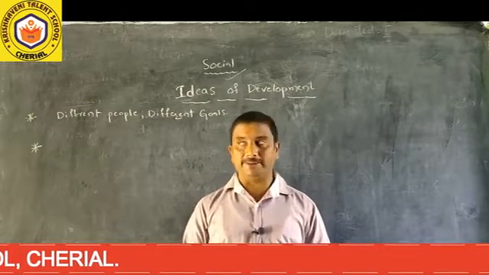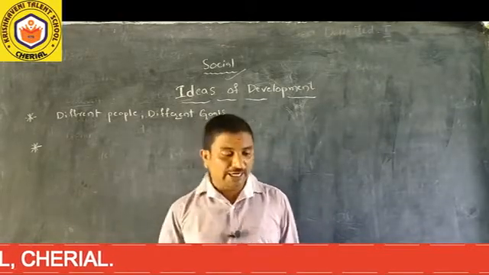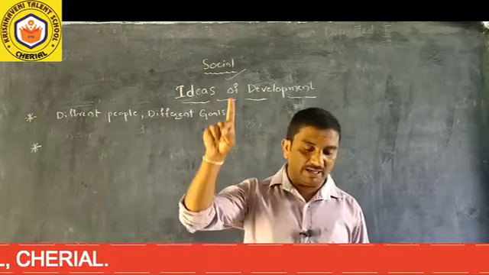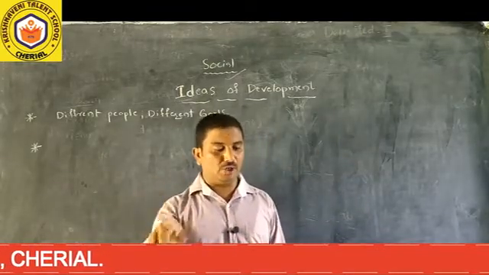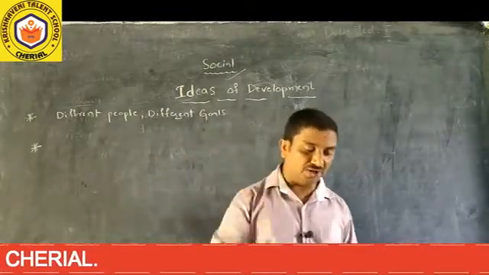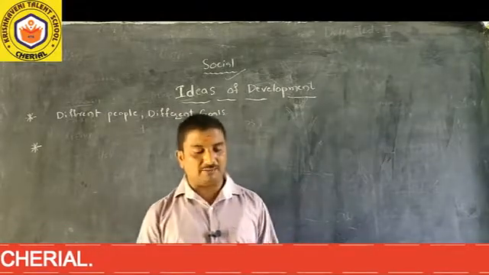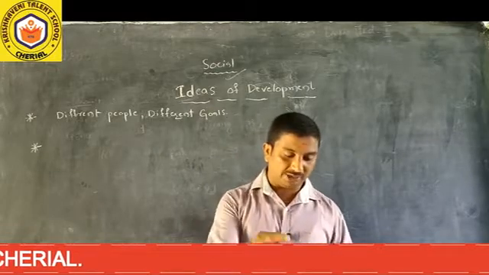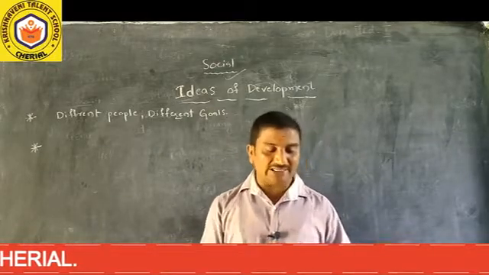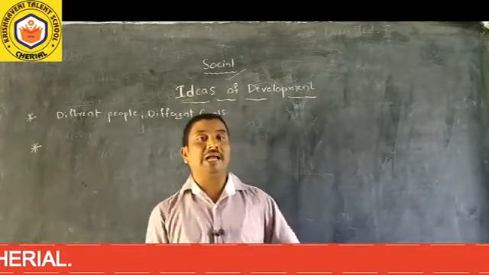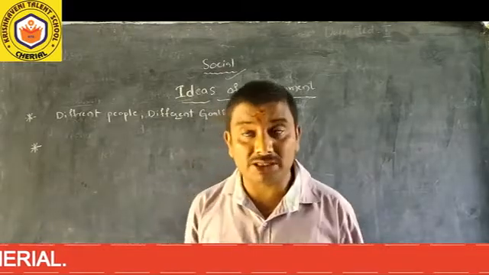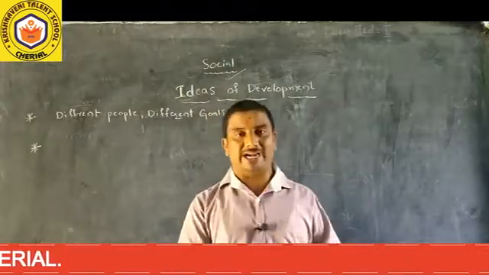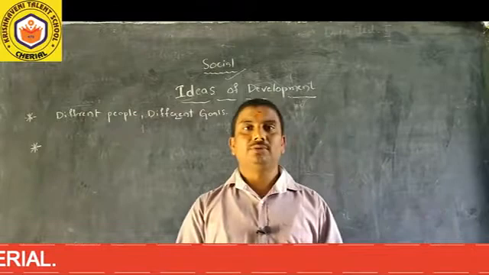So what I am telling here is that different people have different goals. What are the different goals people have? Let us learn about that, categorized person-wise. For example, the textbook already gives this: landless rural laborers. Landless means those who do not have land, agricultural land.